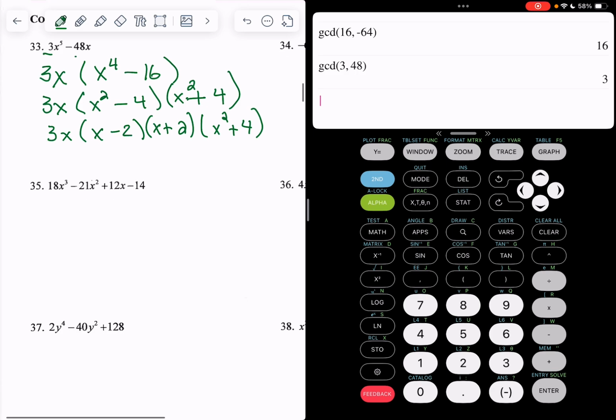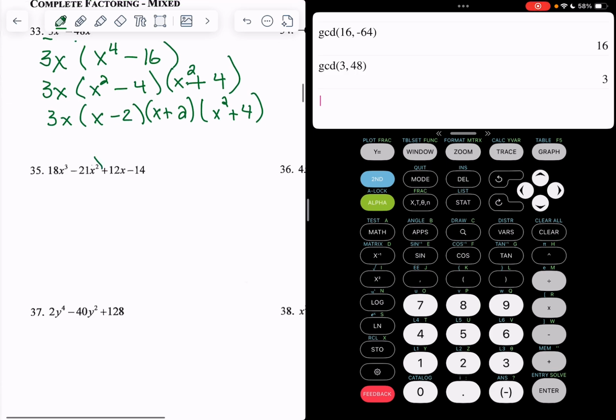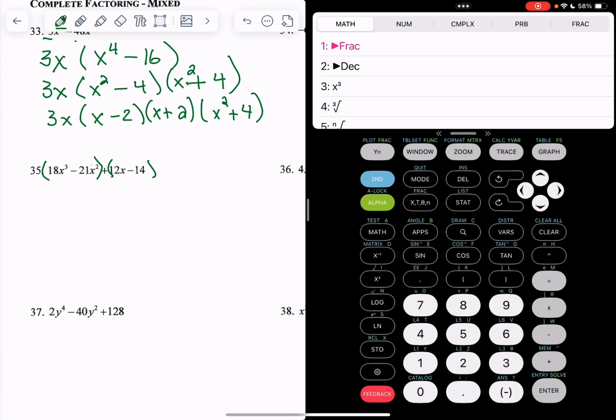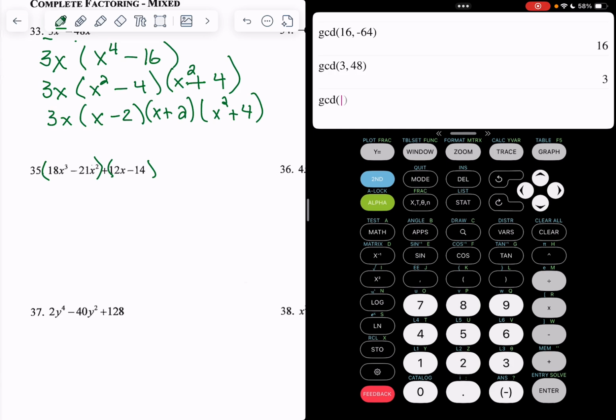The 4 terms, again, we're going to group them. Always group when you have 4. You may group it and then have to do something else again. So we have 18 and 21. Like I say, 18 and 21. If you had this, you do math, number 9, and we put in 18 and 21. If we hit enter, the greatest common factor is 3.